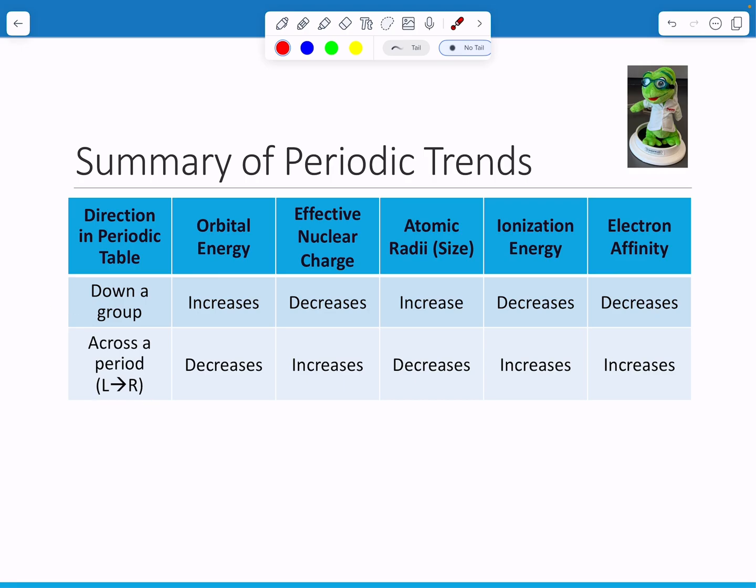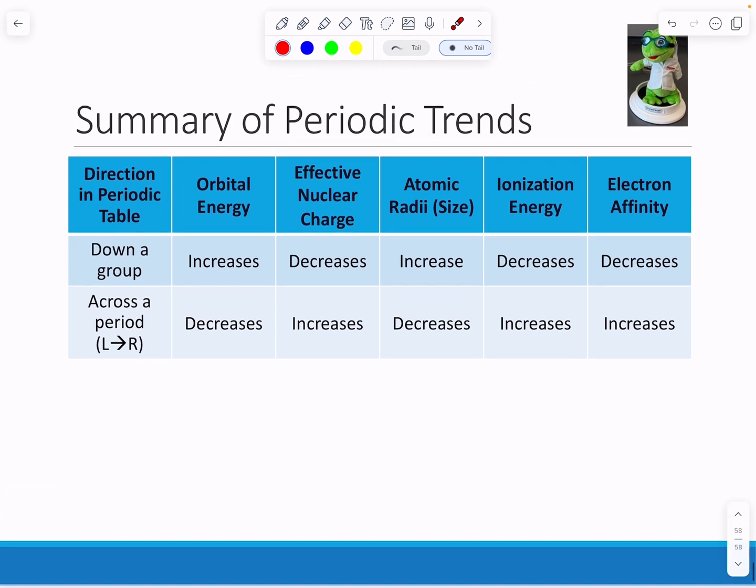Across a period, left to right, orbital energy is going to decrease because your effective nuclear charge is increasing and you have more of an attraction to the nucleus. Your atomic radii is going to decrease, and your ionization energy is increasing, as well as your electron affinity. Because you have this greater pull on the electrons, it's going to be harder to take away electrons. And those are the periodic trends. And that's the end of chapter 4.